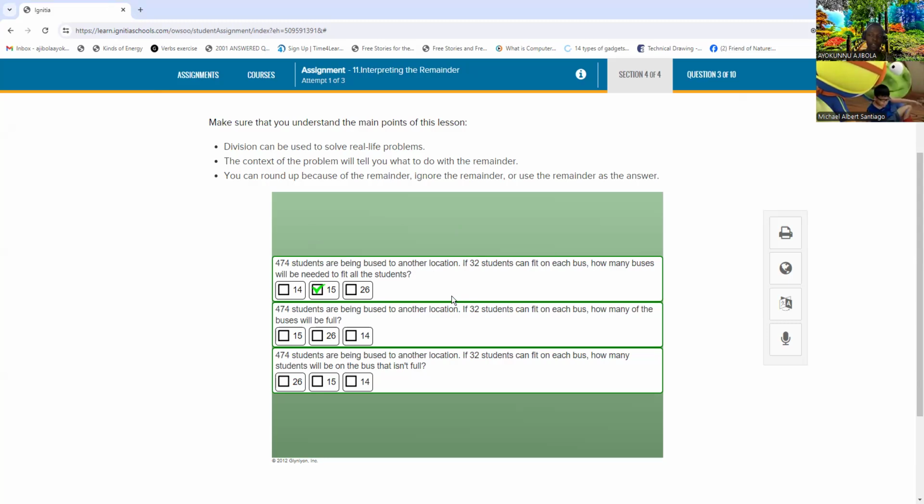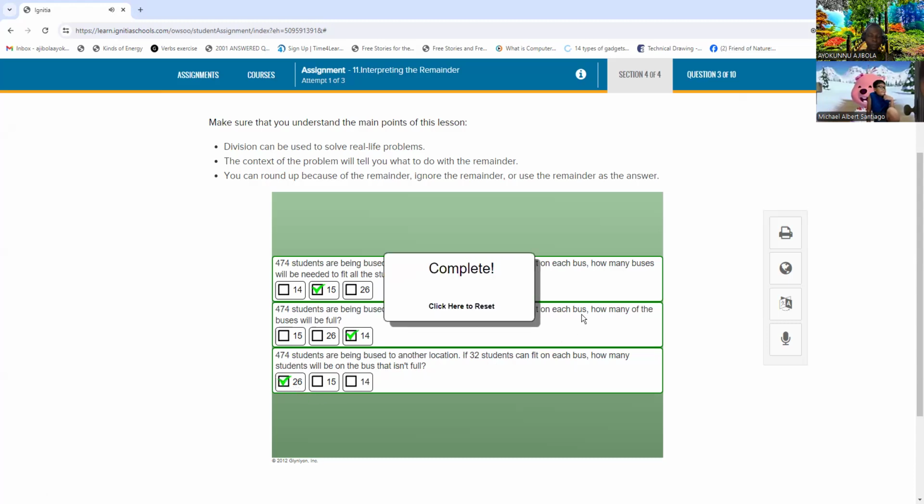Now sit right, Maggie, and look at this. This is like a quiz. 474 students are being bused to another location. If 32 students can fit on each bus, how many buses will be full? This time around, 14 buses will be full. Okay? Now, 474 students are being bused to another location. If 32 students can fit on each bus, how many students will be on the bus that is not full? That is 26. So that is the same question.